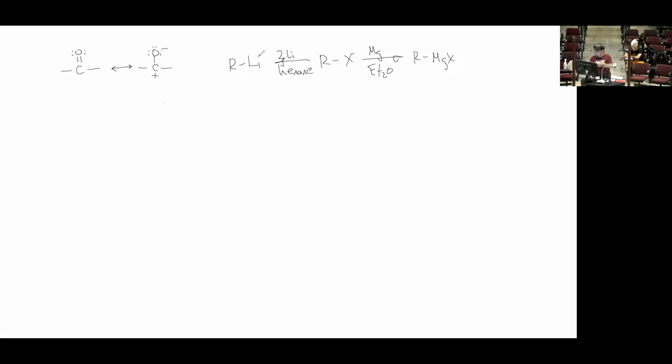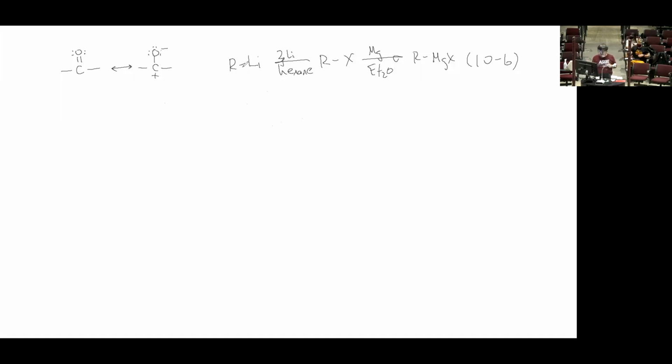You'll need at least two equivalents, so you can write either two lithiums or excess lithium. Here you'll need some aprotic species, something that's not going to react with the carbon-metal bond. You can use an alkane like pentane or hexane. You could also use diethyl ether. That's fine also. And you will get the corresponding organolithium plus other inorganic species. You would get the lithium halide salt.